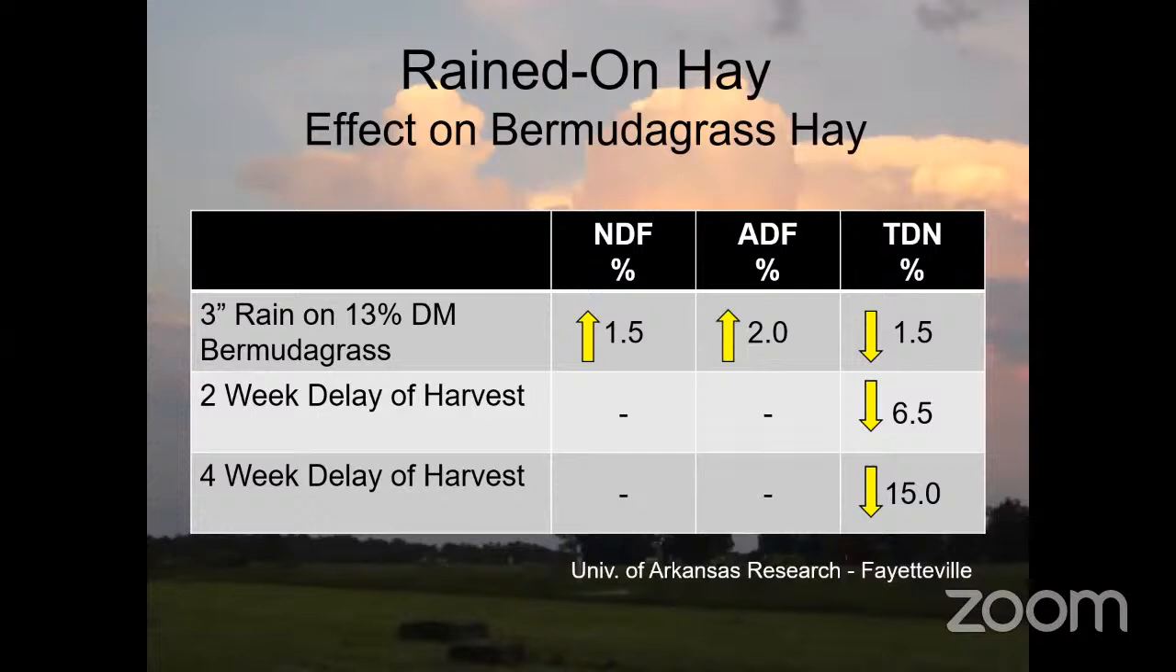Now, I found this data very interesting out of the University of Arkansas, looking at Bermudagrass. They were comparing a 3-inch rain on 13% dry matter Bermudagrass, which is pretty dry. It's ready to be baled for sure. And they actually found that the fiber content, NDF and ADF both went up about 1.5 to 2%. TDN only dropped 1.5 points, which is not much. And Bermuda's kind of good about this if it gets rained on. But a 2-week delay in harvest, it dropped 6.5 points. And then a 4-week delay in harvest, 15 points. So delaying was a much bigger concern than getting a little rain on it, even on dry forage. And this is a grass here.